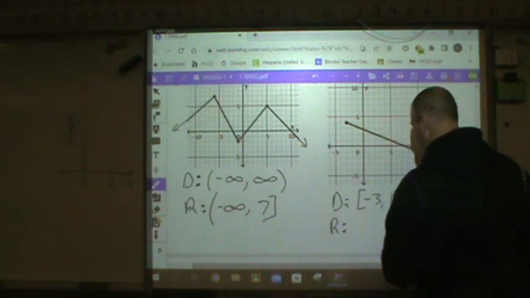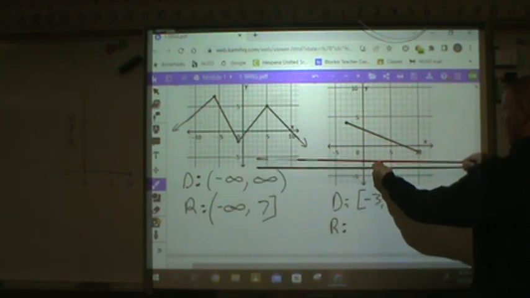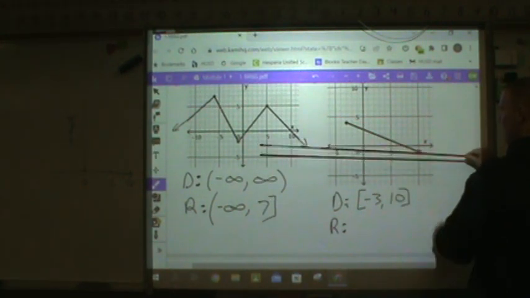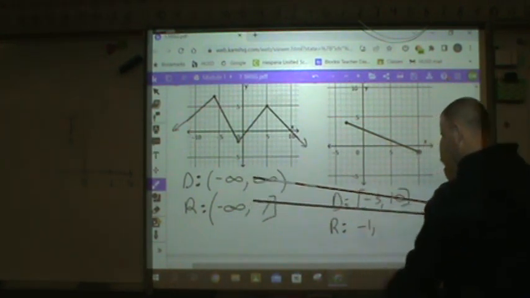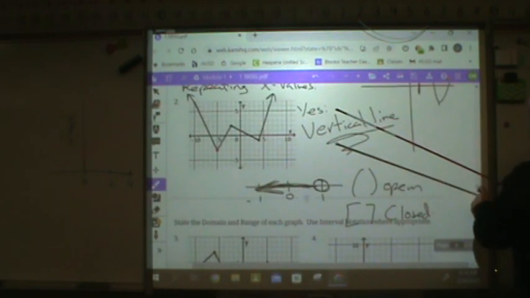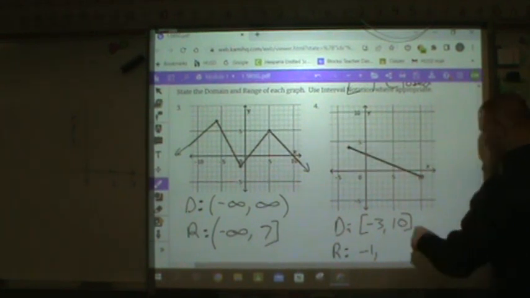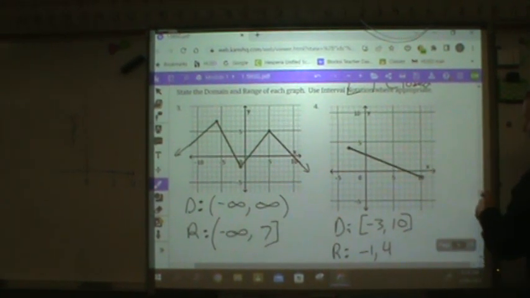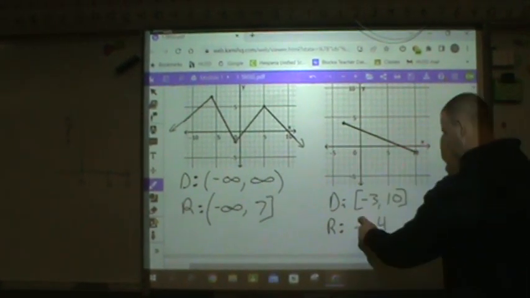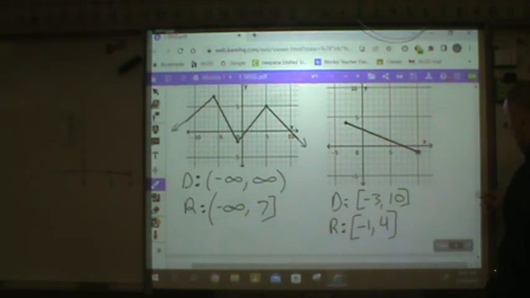And then my range. How about my range? Well, where does it start? It hits right here, which is at -1, and it goes up to right here, which is 1 just below 5, which is 4. And these are both closed circles as well, so that's going to be brackets also.